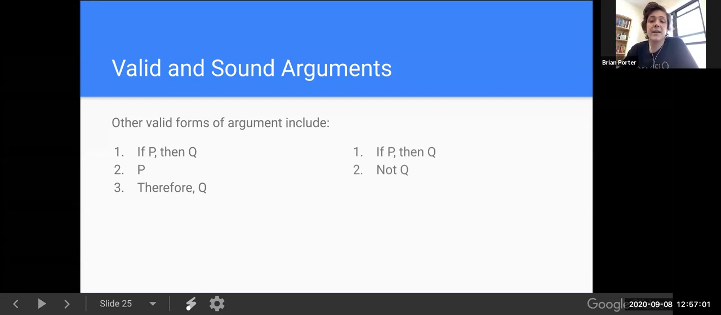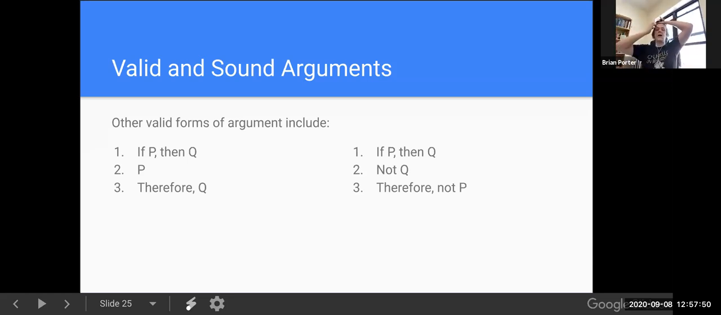Another valid form of argument is called modus tollens. I'm not going to quiz you, by the way. You don't have to know the Latin names of these arguments, modus ponens, modus tollens. Don't worry about that. But just sort of so we get a feel for what valid arguments can look like. Here's another argument form, modus tollens. Premise one, if P, then Q. So it's the same first premise as modus ponens. So if P, then Q. But now our second premise is not Q. Our second premise is saying that Q is false, that Q is not right. Therefore, conclusion, not P. P is not right. P is not correct. P is false.